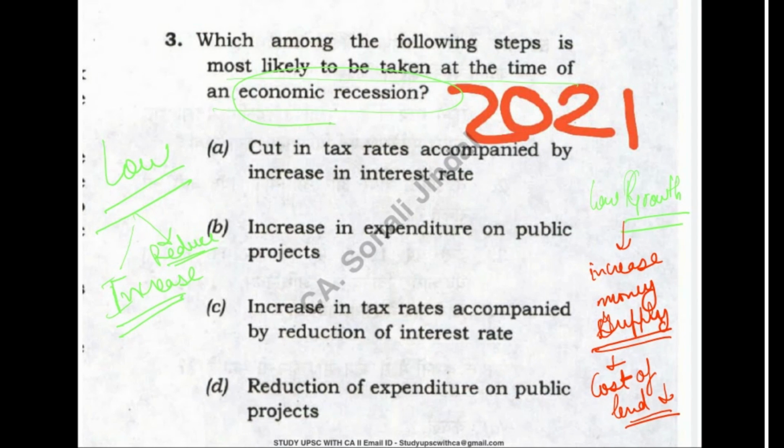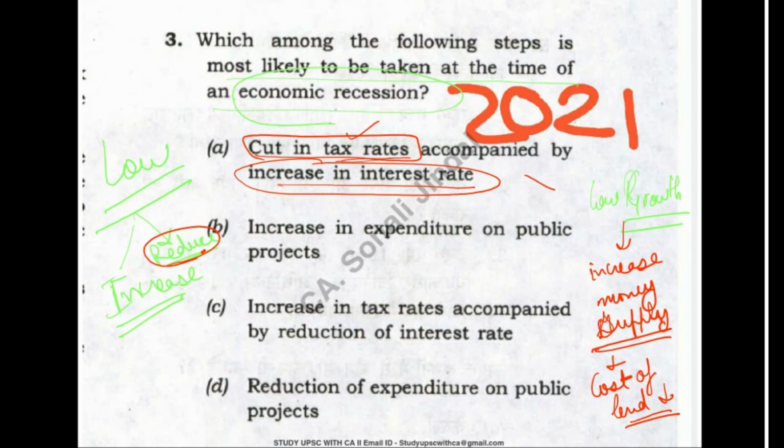So let's read the first statement. Cut in tax rates accompanied by an increase in interest rate. Here we have seen reducing tax revenue and reducing the interest rate. So the first part is right, but this is wrong. Increase in the expenditure on the public project.